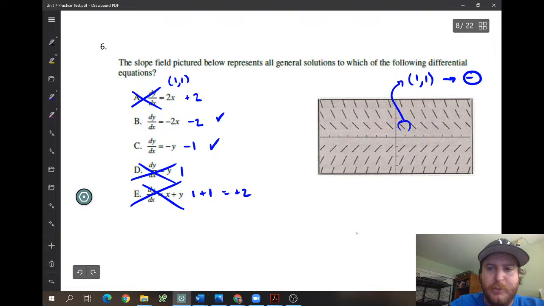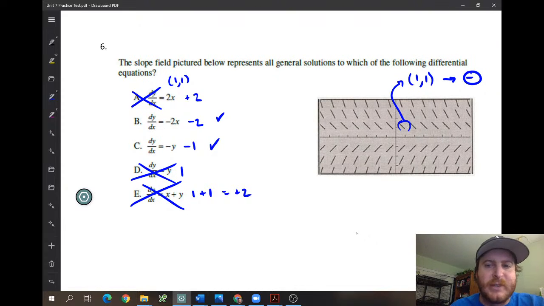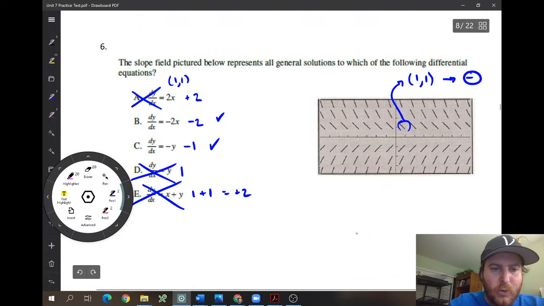So now I'm in between B and C. So now let's plug in something in another quadrant. I always pick different quadrants to plug in. When I pick a new quadrant, usually it's going to help me out. So I plugged in quadrant 1.